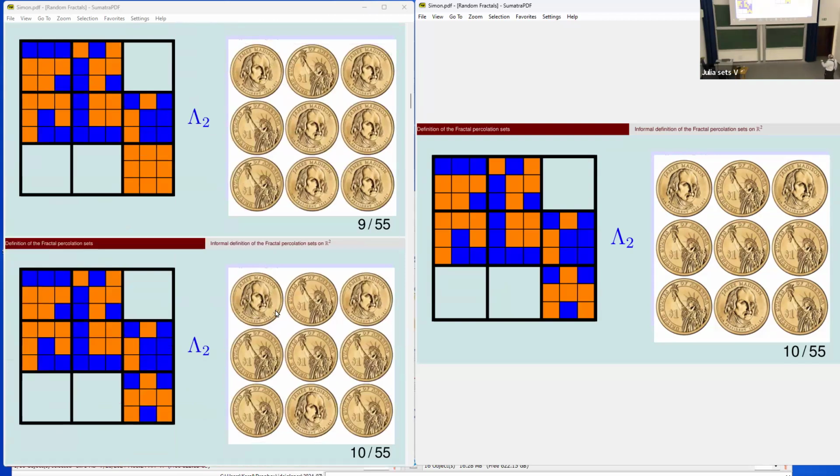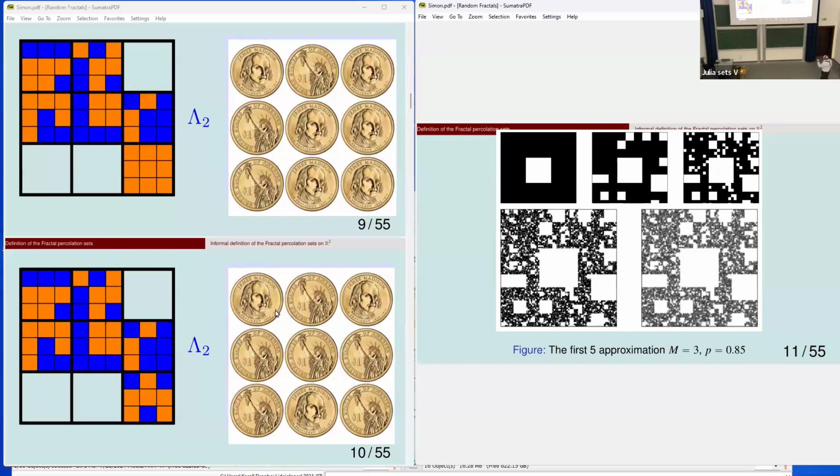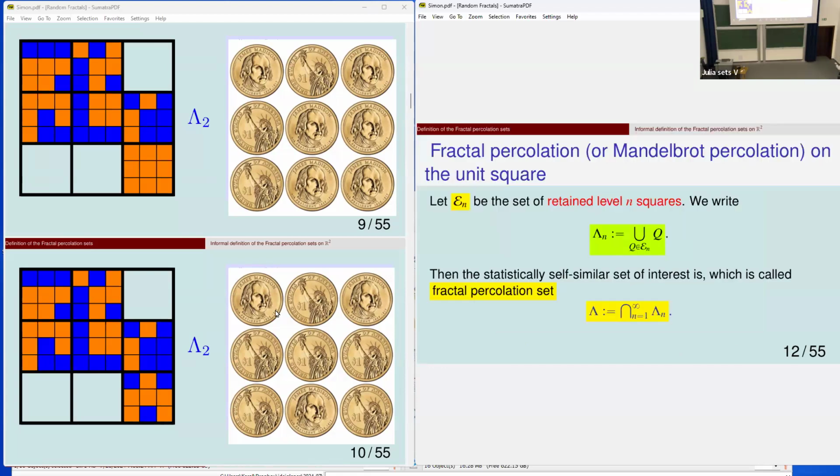the fractal percolation Cantor set. In the case when M is equal to 3, like here, and the probability is rather big, you can see just a realization of this construction. The idea is that the collection of the squares which are retained at level n, for example the collection of blue squares when we are on the second level, is E2, and the collection of orange squares was E1.